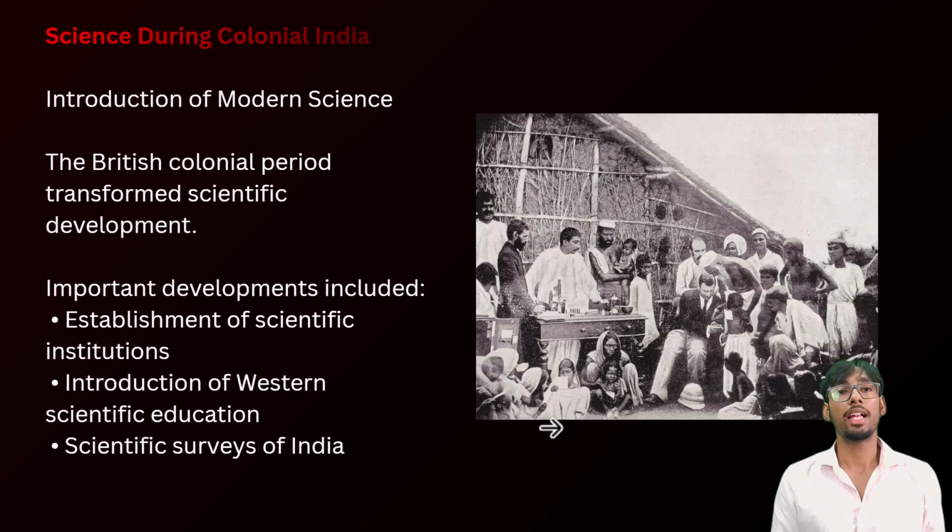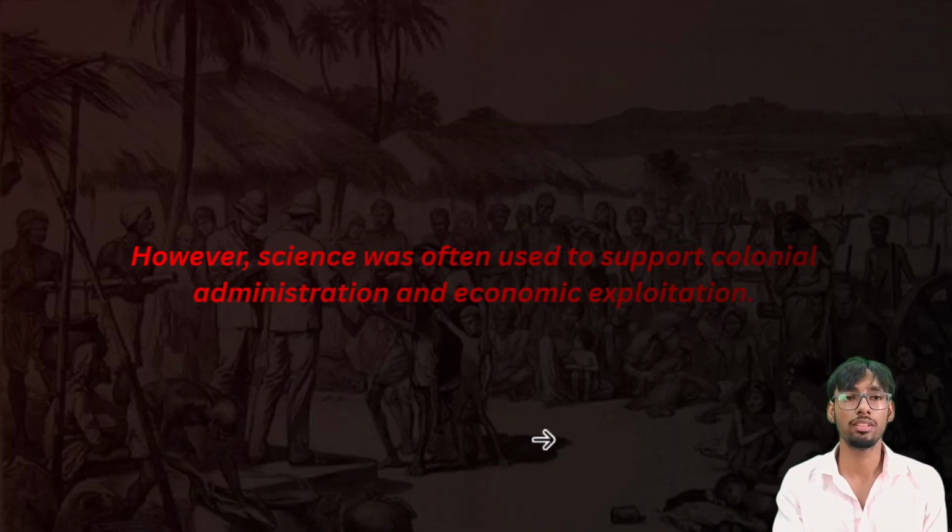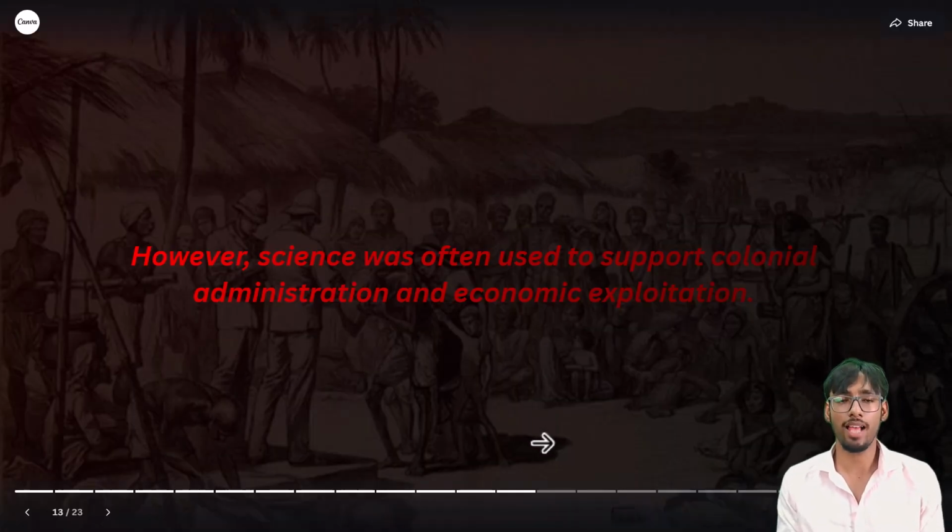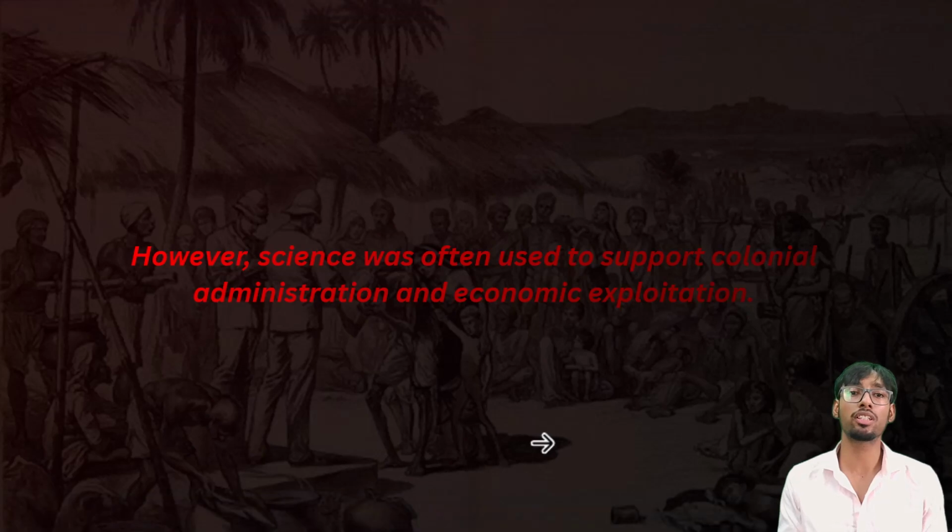Introduction of modern science. The British colonial period transformed scientific development. Important developments included the establishment of scientific institutions like AIIMS, the introduction of Western scientific education, and scientific surveys of India. However, science was often used to support colonial administration and economic exploitation.